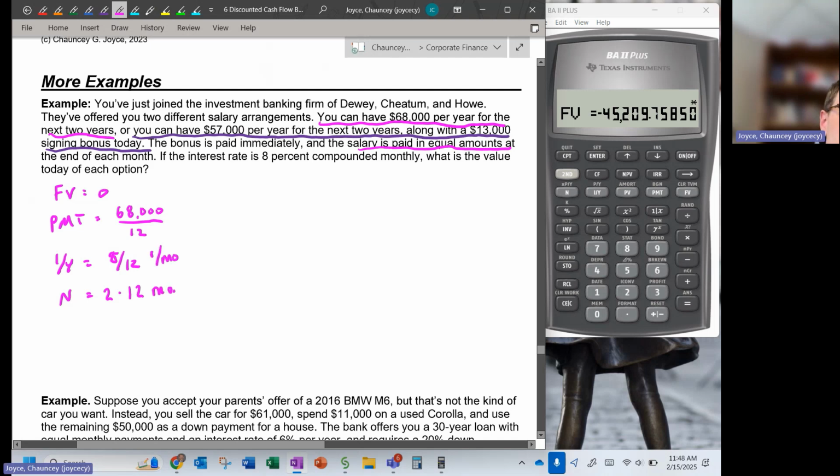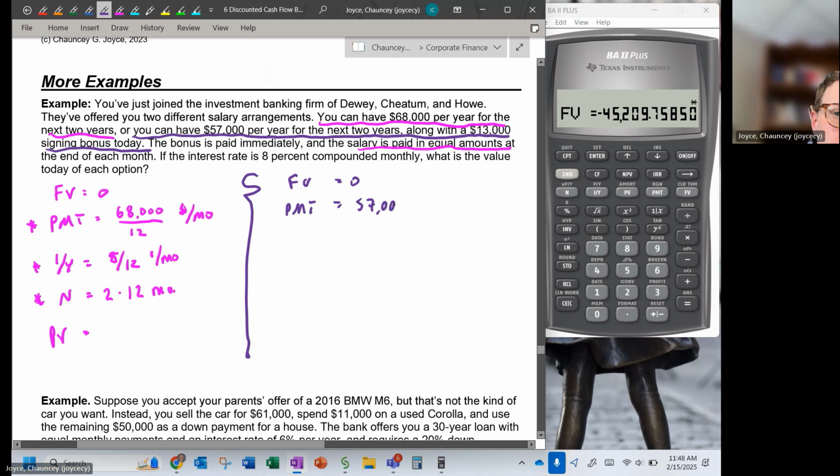Just going to put the units right there. And notice we have 3 of them that are consistent. The magnitude, the risk, the time. And so we'll compute that present value and we'll compare it to the second option. So the second option, again, future value of 0. There's no golden parachute when you leave this firm or anything like that. That's 57,000 over 12 at a rate, again, still of 8/12. And time is 24 still. And we're going to compare that present value.